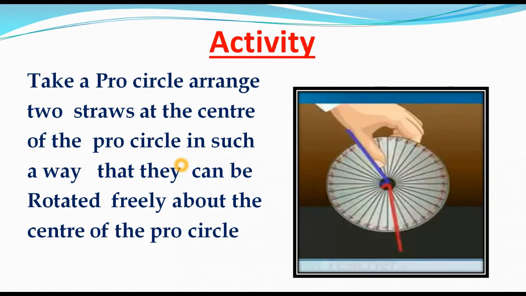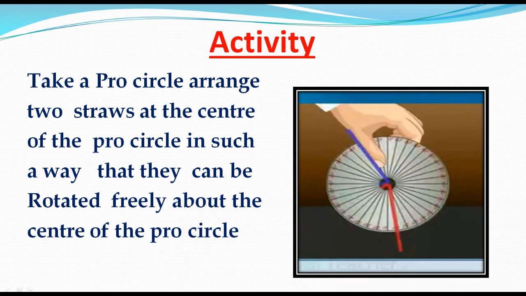So we have one more activity. Same, this activity also is used to know the relation between angle of incidence I and angle of refraction R. So this activity also gives the same result. Now to conduct this activity, let us take a protractor circle and arrange two straws at the center of the protractor circle in such a way that they can be rotated freely about the center.